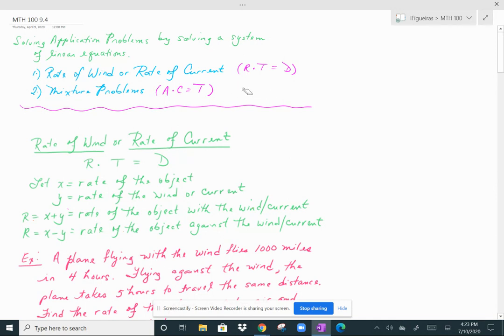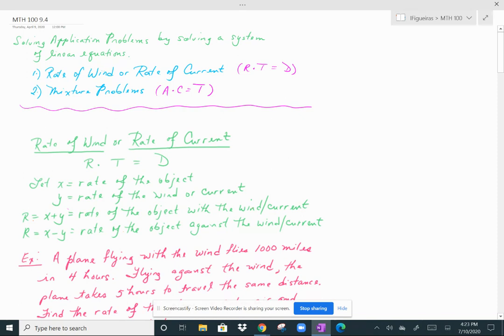But in both cases, you'll have two variables, and oftentimes these make more sense to solve with the addition method or elimination method, but again, they can be solved with substitution as well. So let's start with rate of wind or rate of current. As I mentioned, you'll be using this formula, rate times time equals distance. But there'll be some other things you need to keep in mind with these types of word problems.